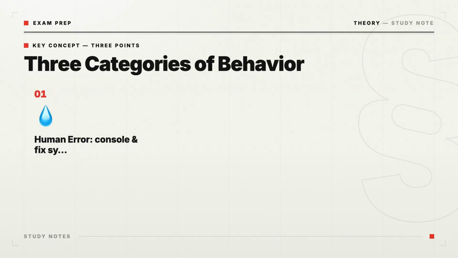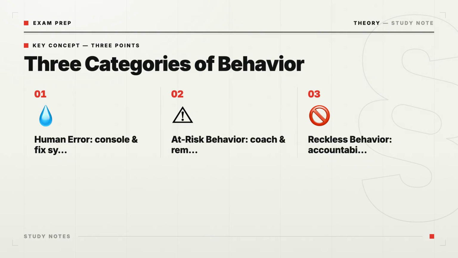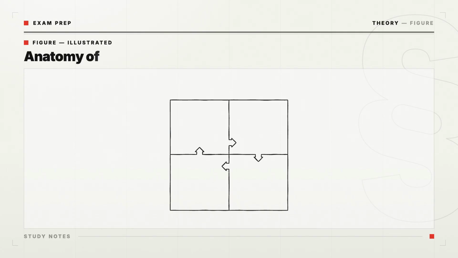Just Culture sorts behavior into 3 categories. Simple human error calls for consoling the person and fixing the system. At risk behavior calls for coaching and removing the incentive to cut corners. And only reckless behavior, a conscious disregard of known serious risk, warrants accountability.